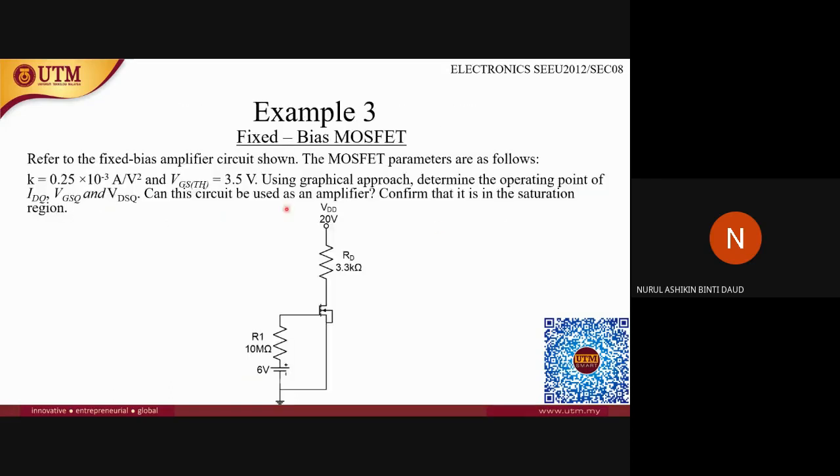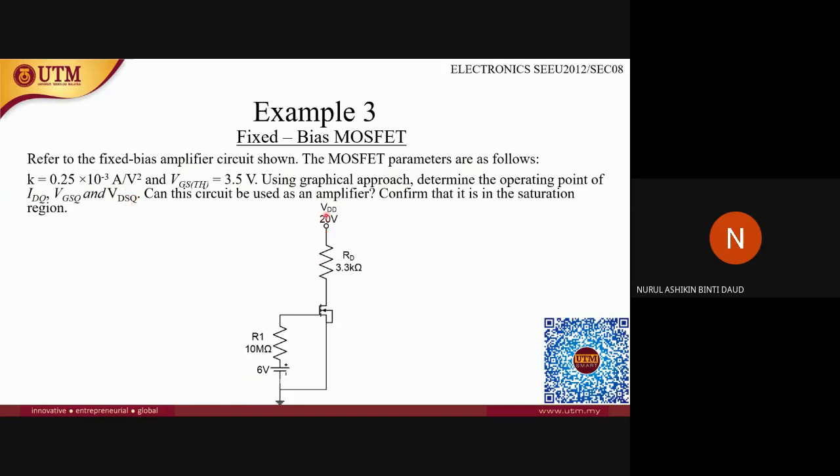Okay, now let's look at the example. Example 3 for fixed bias MOSFET. Refer to the fixed bias amplifier circuit shown, and the MOSFET parameters are given to you. So the K constant value is given, and the threshold value is given as 3.5. It's mentioned that you have to use the graphical approach, so you can't use the calculation or mathematical approach. You need to use the graphical approach as mentioned in the sub-questions. And you have to find the IDQ, VGSQ and VDSQ.